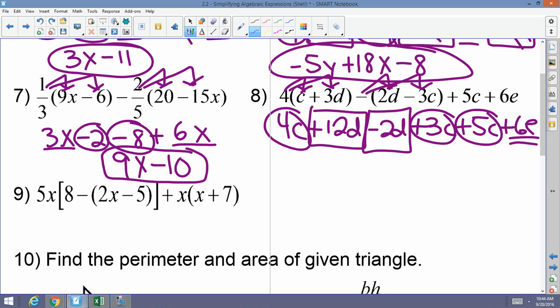So 4c plus 3c is 7c plus 5c is 12c. 12d minus 2d is 10d. Okay, so that goes bye-bye, that goes bye-bye. And then now I have plus a 6e.